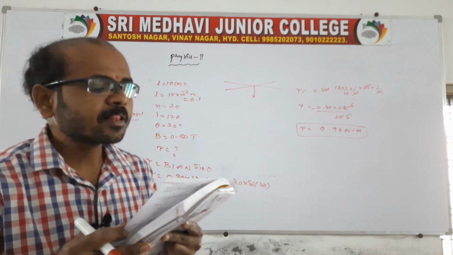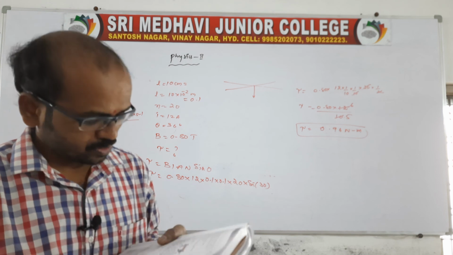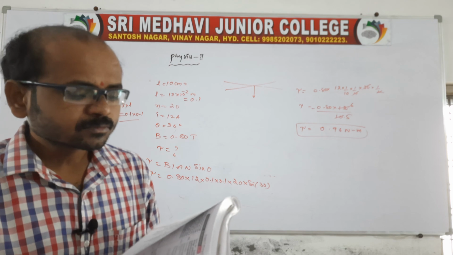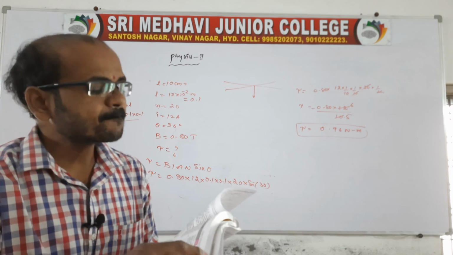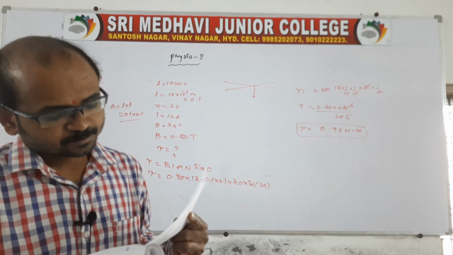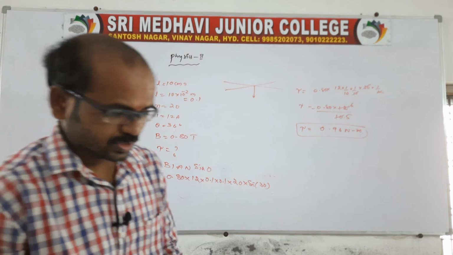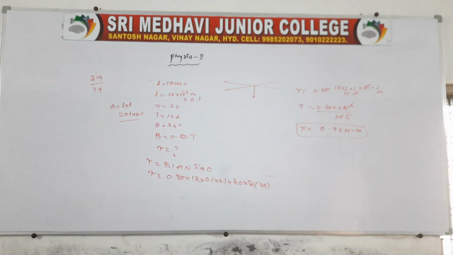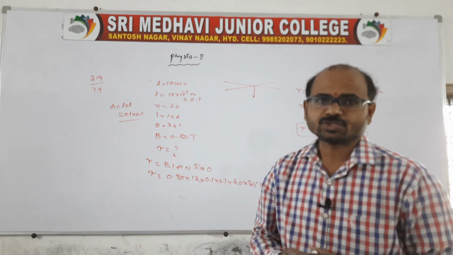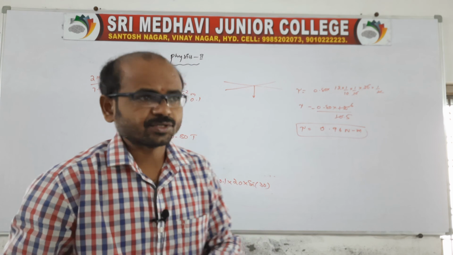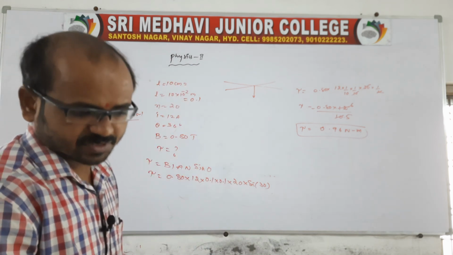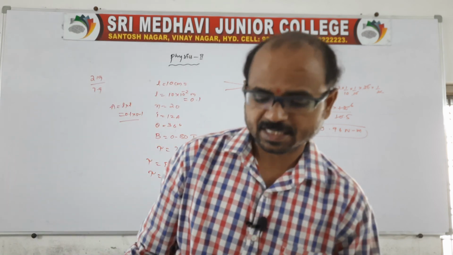Clear? So this was about problems related to torque as well as the moving coil galvanometer and ammeter. We'll see the continuation in the next class. We have other problems, and another conversion also, that is the voltmeter conversion. Thank you very much. We'll see in the next class.